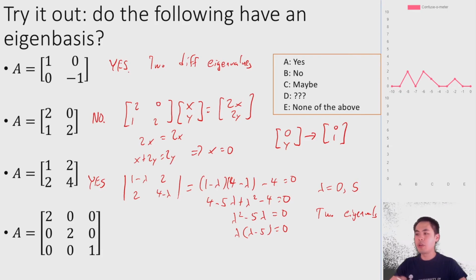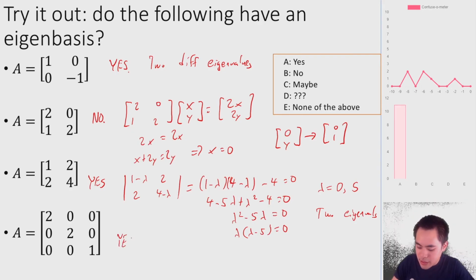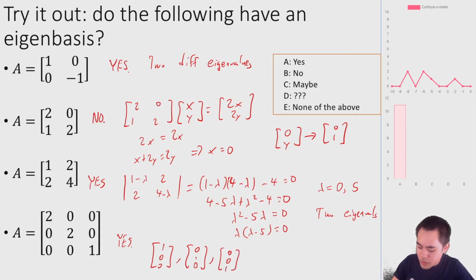Okay, so we're already getting a couple responses. It looks like people are saying A. And yes, the answer is yes. Even though you only have two eigenvalues, the answer is yes. And you can see this because (1, 0, 0), (0, 1, 0), and (0, 0, 1) are all eigenvectors.